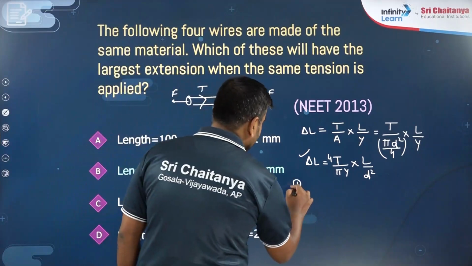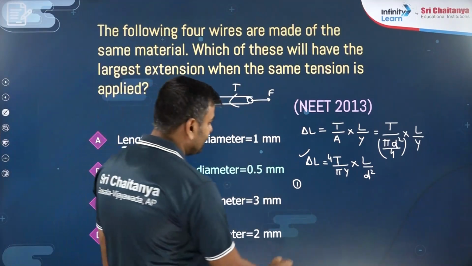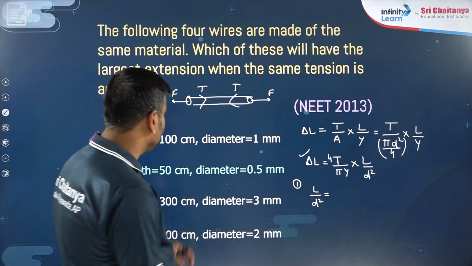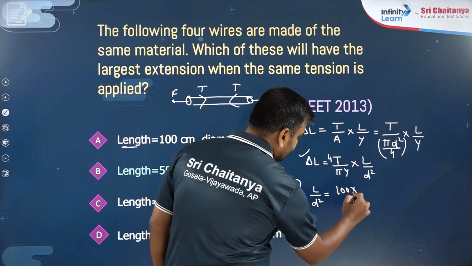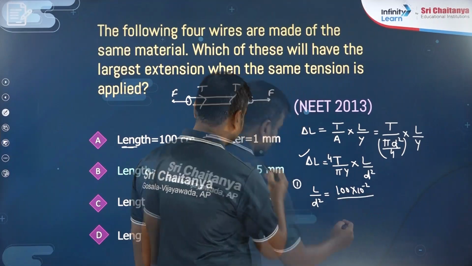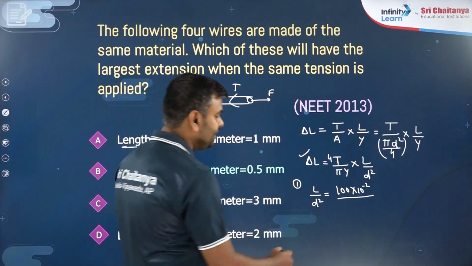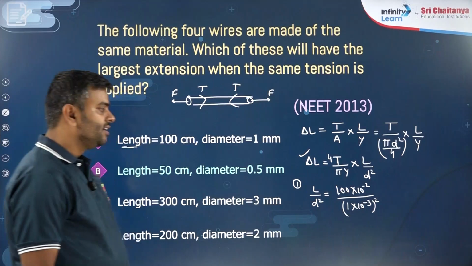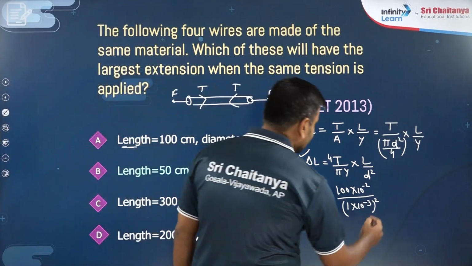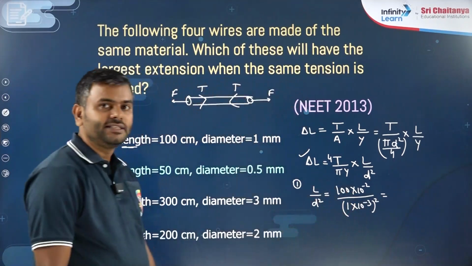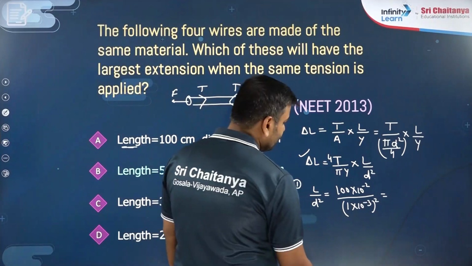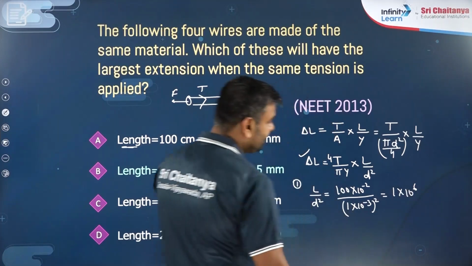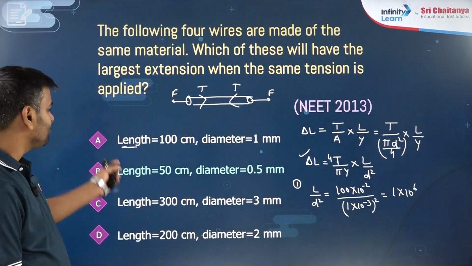If we take the first wire, we calculate the ratio L by d square. L is 100 centimeter, so 100 into 10 to the power minus 2, divided by d square, where d is 1 mm. 1 mm can be written as 1 into 10 to the power minus 3, and we take the square. The 100 is going to cancel the 10 to the power minus 2, so we get 1 into 10 to the power 6 for the first wire.